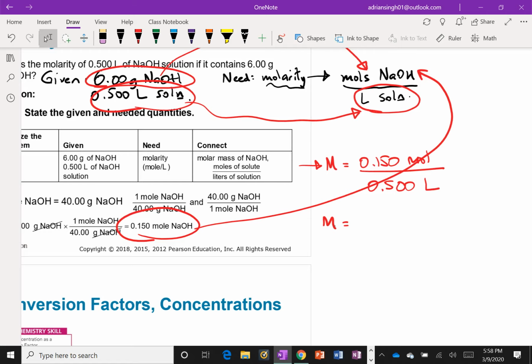Can somebody help me, please? 0.3. How many sig figs?